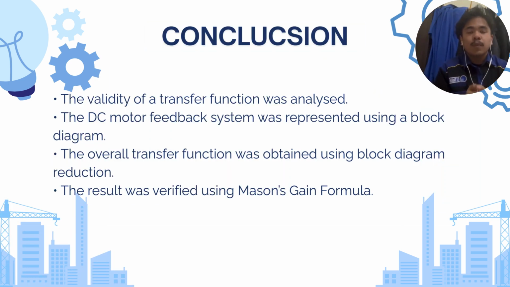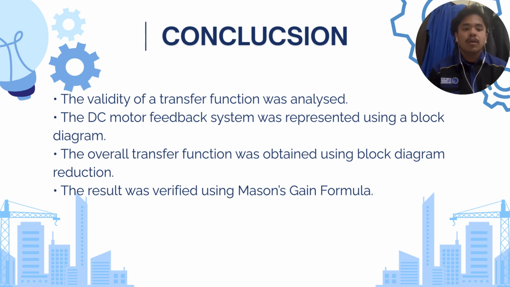To conclude this video, we have successfully answered all parts of the question related to DC motor feedback control system. We began by analyzing whether a given expression is a valid transfer function based on its definition in the Laplace domain. Next, the DC motor feedback system was represented using an overall block diagram. The main system components were identified, and the overall transfer function was obtained using block reduction method. The result was then verified by using the Mason-Gain formula to ensure the correctness of the solution.